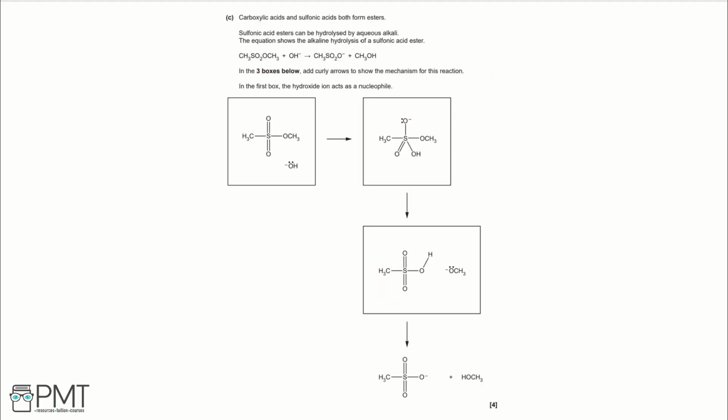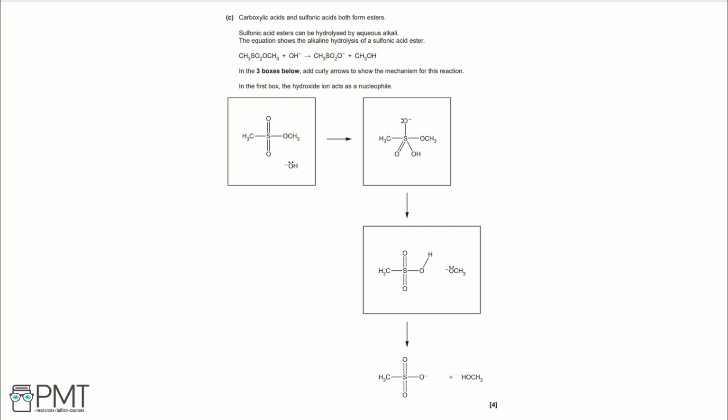Part C. Carboxylic acids and sulfonic acids both form esters. Sulfonic acid esters can be hydrolyzed with aqueous alkali. The equation shows the alkaline hydrolysis of a sulfonic ester. In the 3 boxes below, add curly arrows to show the mechanism for this reaction. In the first box, the hydroxide ion acts as a nucleophile.